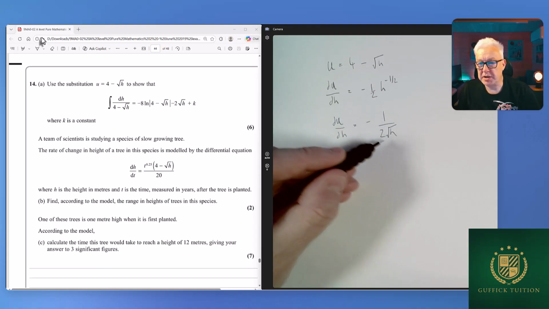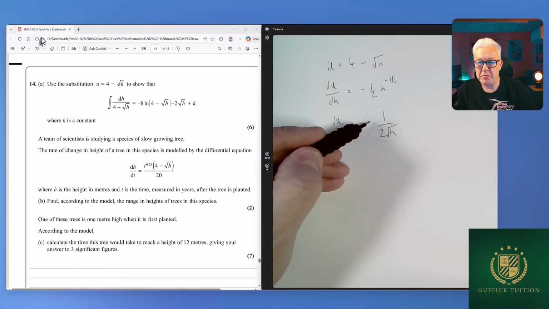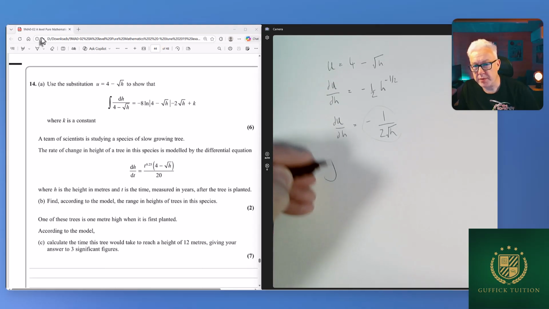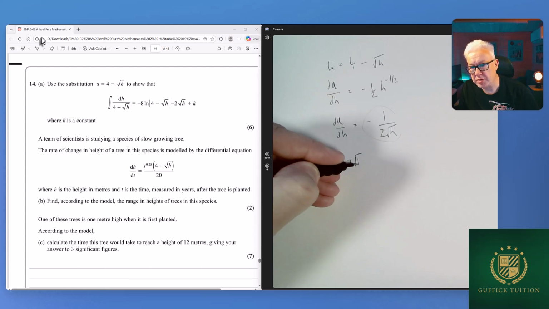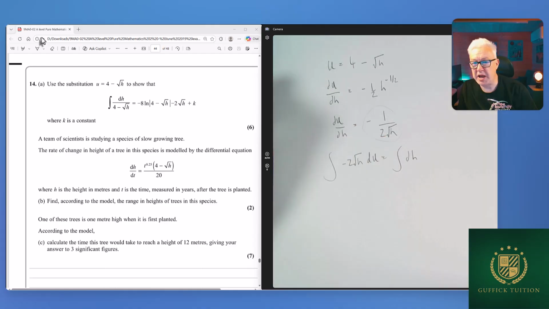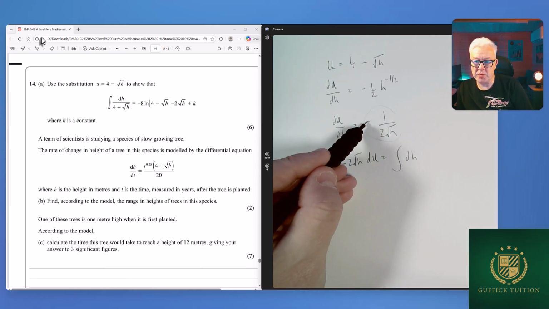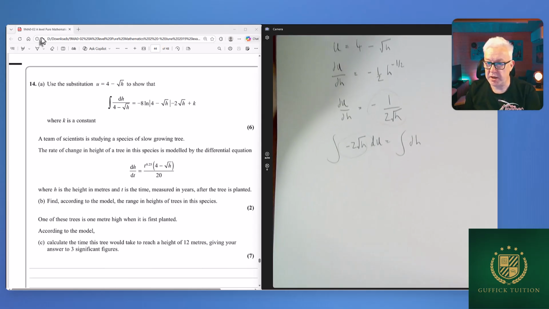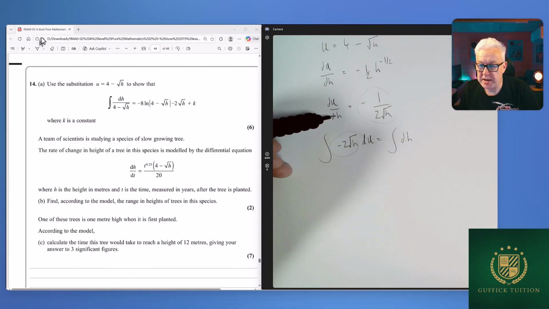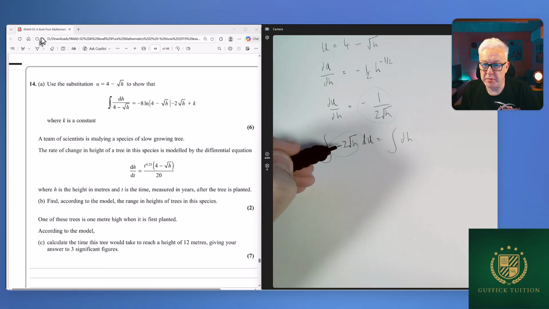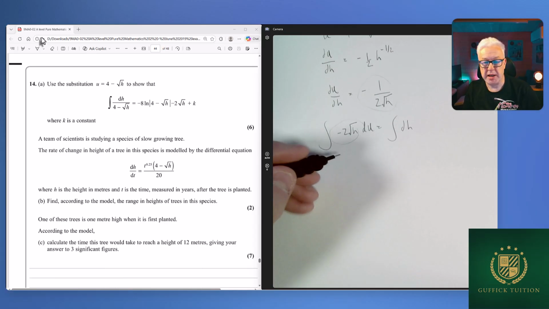So what I'm going to do is times everything by minus 2 root h and times everything by dh. So when we're integrating now, we're going to have minus 2 root h du is the same as the integral of dh. So we've times by a minus 1, times by 2, and times by root h, which has brought all of this over to the left-hand side. And then we've times by dh, so that's gone over there. So our dh is going to be replaced now by minus 2 root h du. So let's do that first.